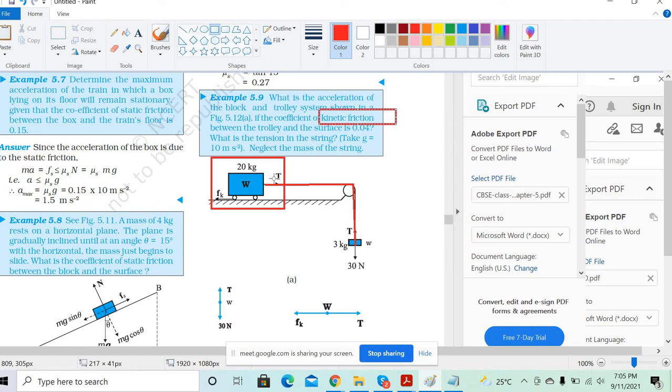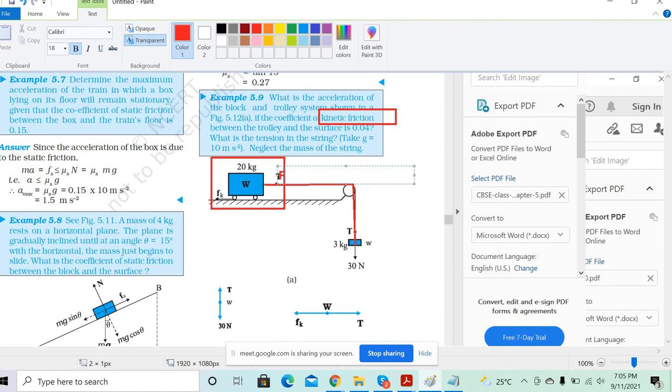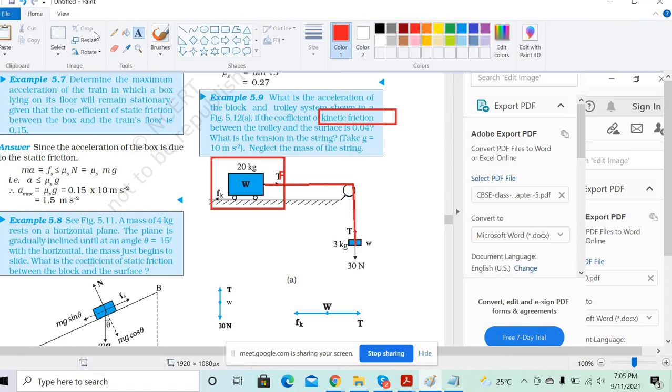Now, what are the forces acting on it? The rope is pulling this weight, isn't it? So for the time being, forget about the tension. In the place of tension, just put a force F. So there is a force which is making the body move in the right direction. And there is a kinetic friction which is acting in the left direction. Is it okay?